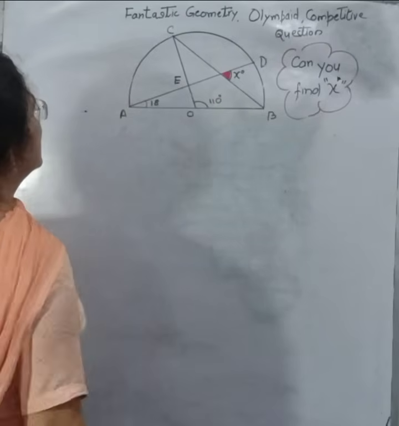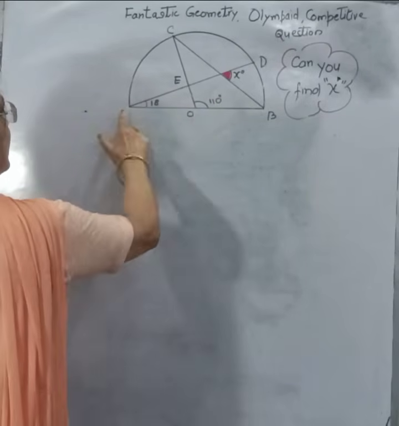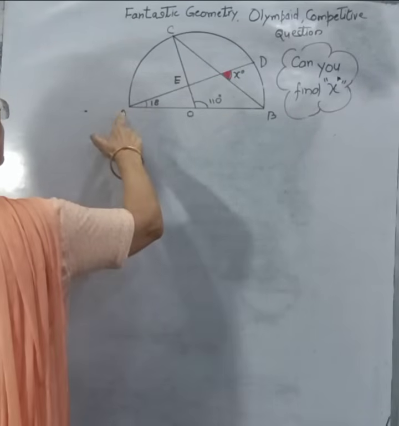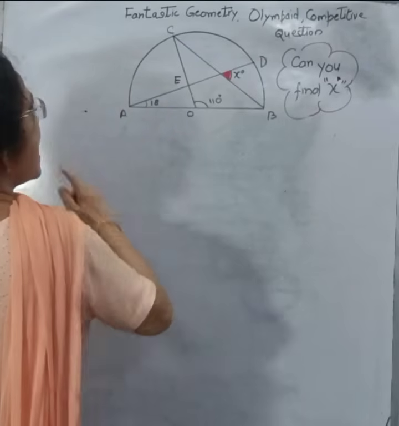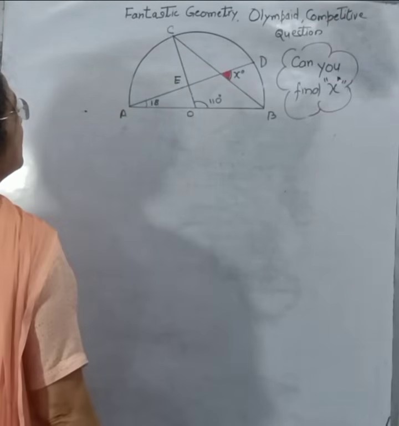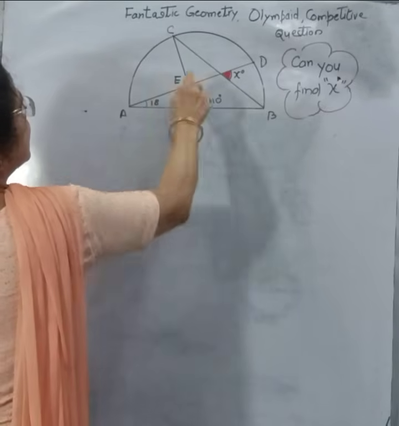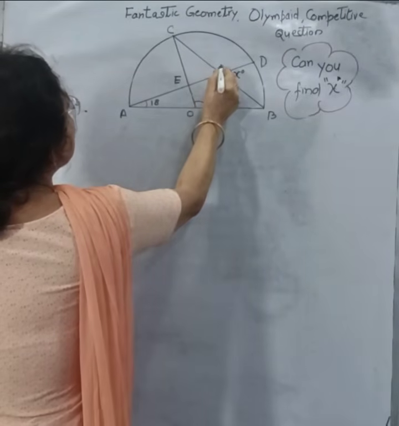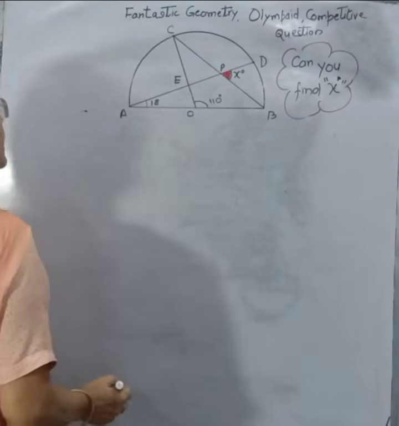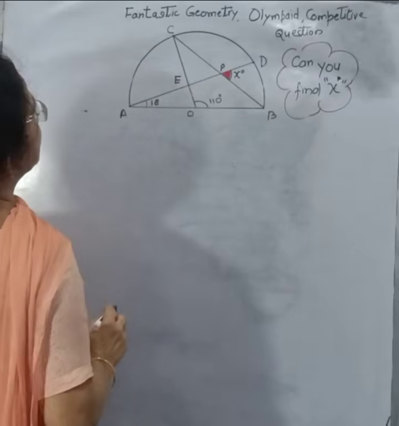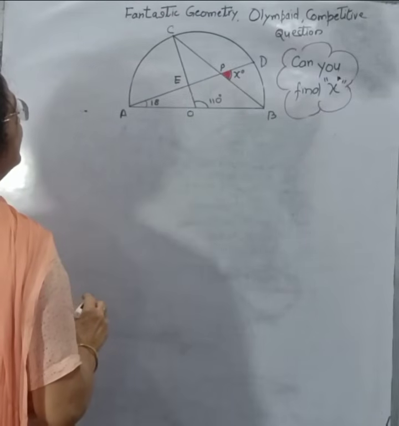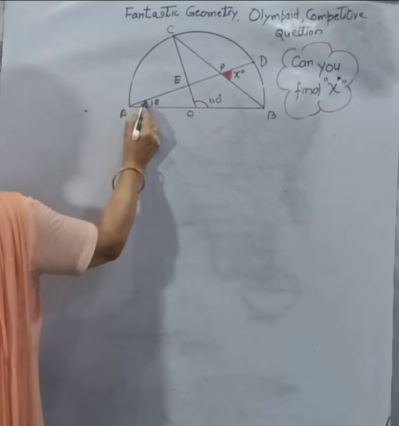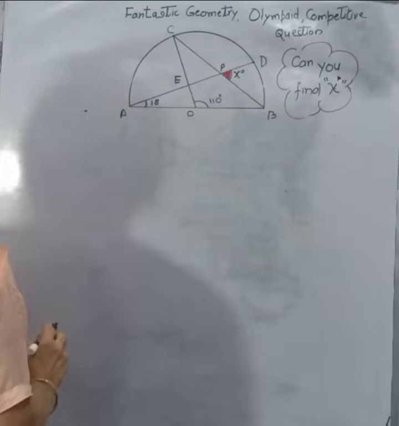This is a semicircle with center O. AB is the diameter. This is the point of intersection. AD is the chord and CB is the chord. Both are intersecting at this point, let us name it as P. Let us suppose this is P. And this is also the point of intersection. Now we have to find the value of x. Only these two angles are given to us.